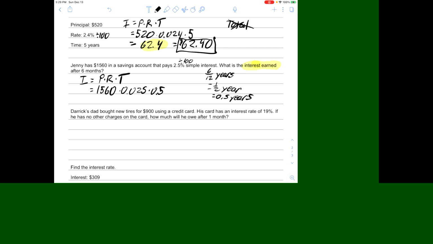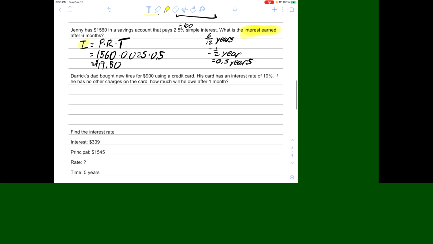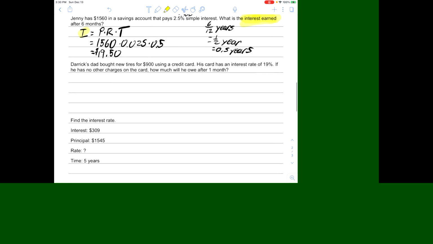Okay? And then when I multiply all of those things, I get 19.50. $19.50. That's the amount of interest I earned. The question asked just for the interest earned. So I don't have to go back and do the step where I add this. If it had asked for the total, I would do 1950 plus 1,560, but it didn't ask that, so I don't have to do it. Okay, let's try another one.